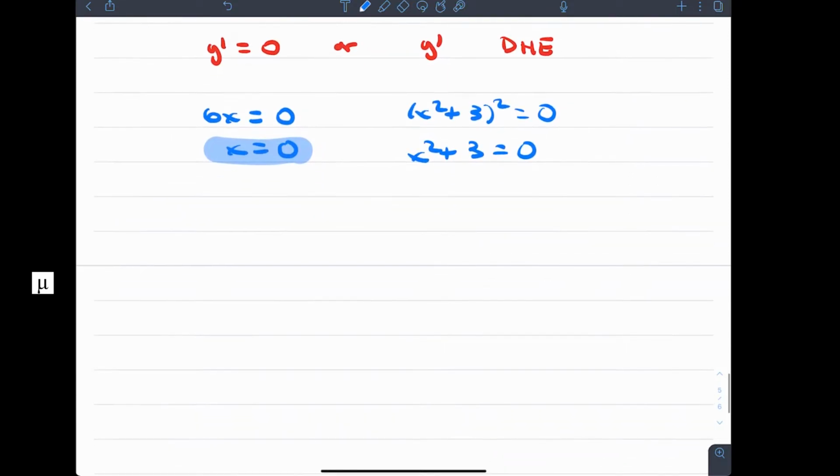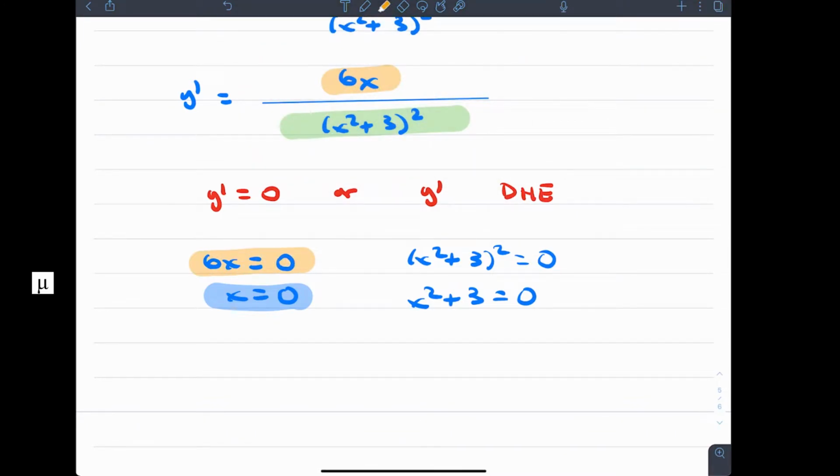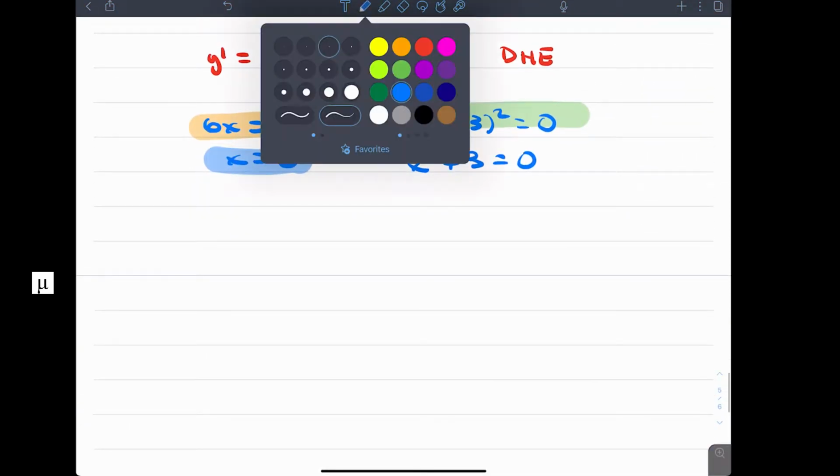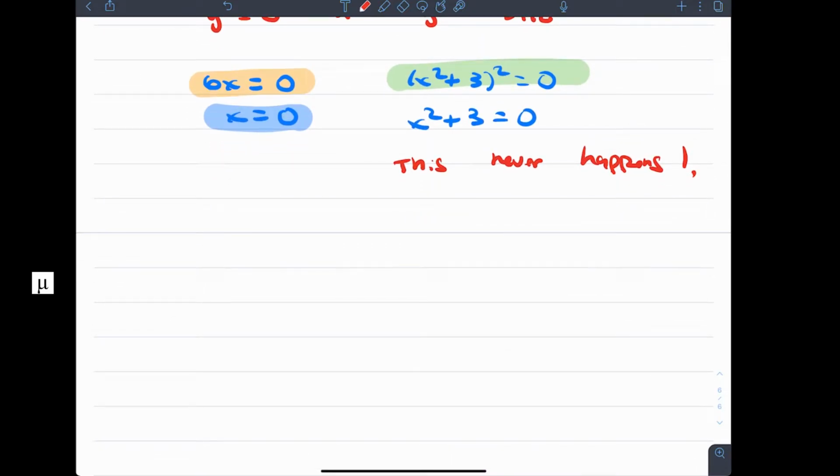Didn't we see something like this yesterday? Anybody know what I'm going to say about this? This is the numerator equals 0. That's where you have a derivative equal to 0. And then the denominator equal to 0. This is where you have it does not exist. What did we see yesterday? This never happens. I mean, it happens, but it's a complex solution. And we're not dealing with complex calculus. It does exist. Okay? So this is only one critical value for us. That happens when x is 0 here.